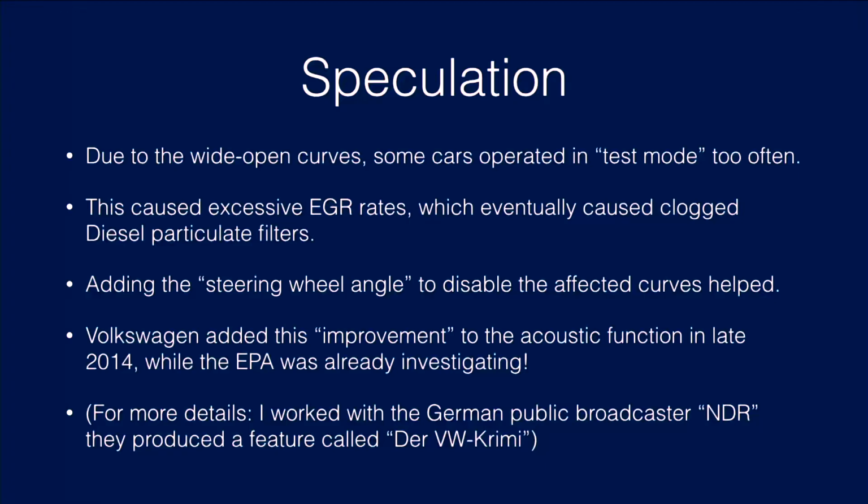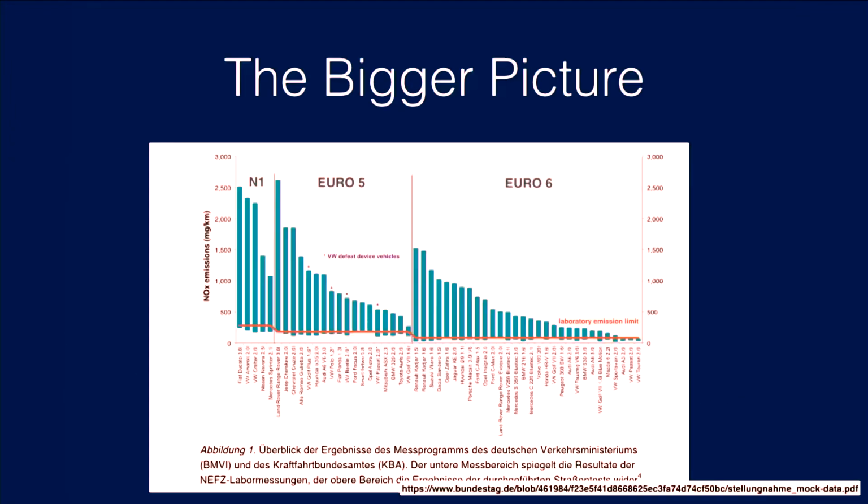emission-optimized mode. And it's a little bit of speculation, but it matches up pretty well with all the facts that I read, that because those cars operated in the test cycle mode too often, that eventually caused the particulate filters to clog. And their solution for Volkswagen, and again, this was while they were already being investigated by the EPA, was to add the steering wheel angle detection. For more details, I worked with the NDR, and they produced a feature on that, so there are some more details. So this is Volkswagen, right?